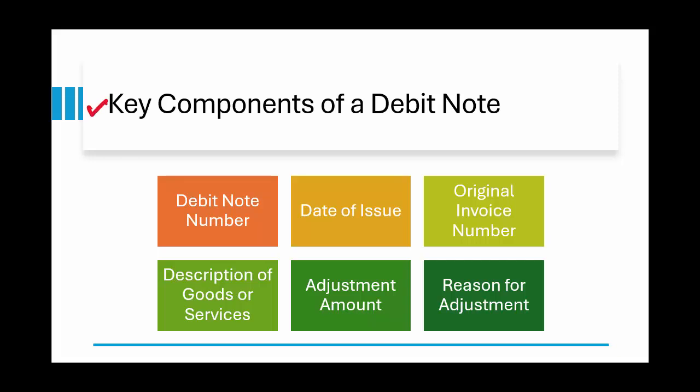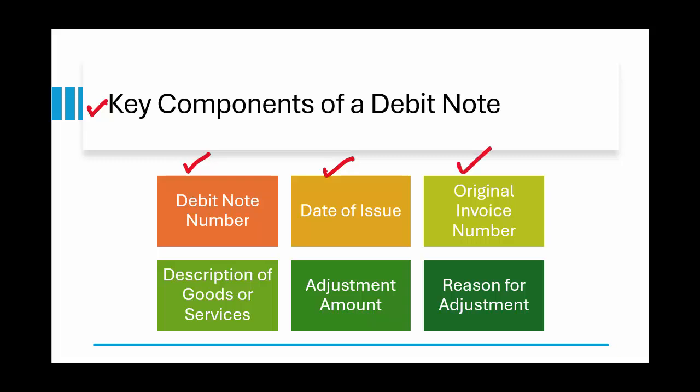Key components of a debit note. A debit note should be clear and detailed to avoid any misunderstandings. The typical elements in a debit note include debit note number, a unique reference number that helps both the sender and receiver track and organize the document for future reference. Date of issue, the date when the debit note was created, establishing when the adjustment was requested.